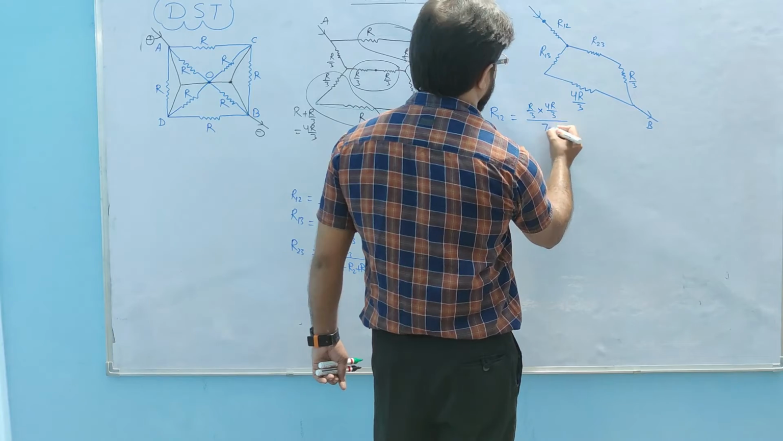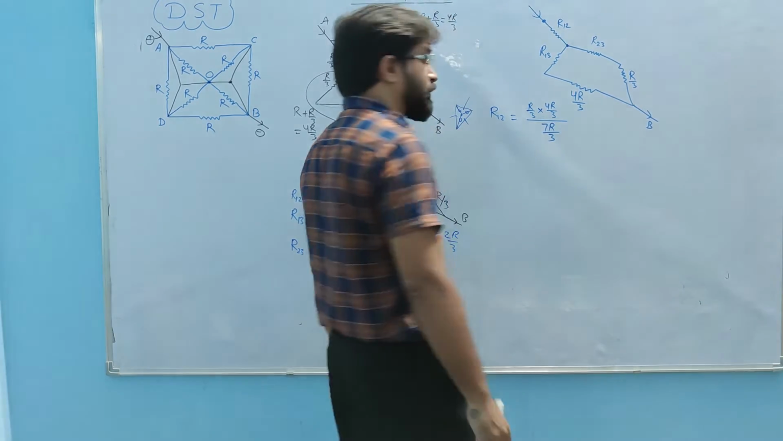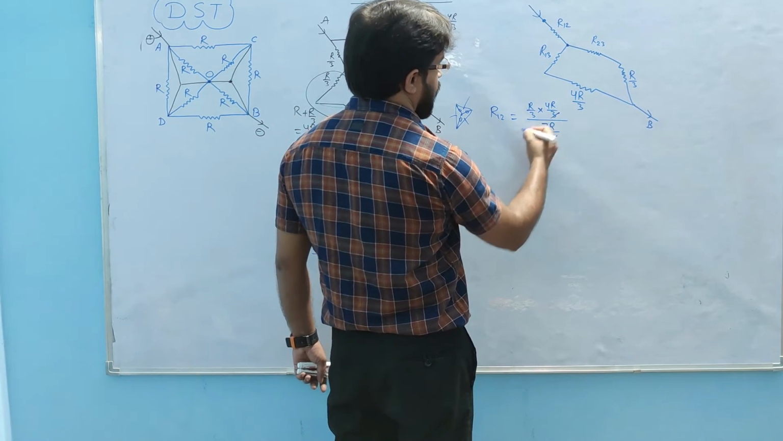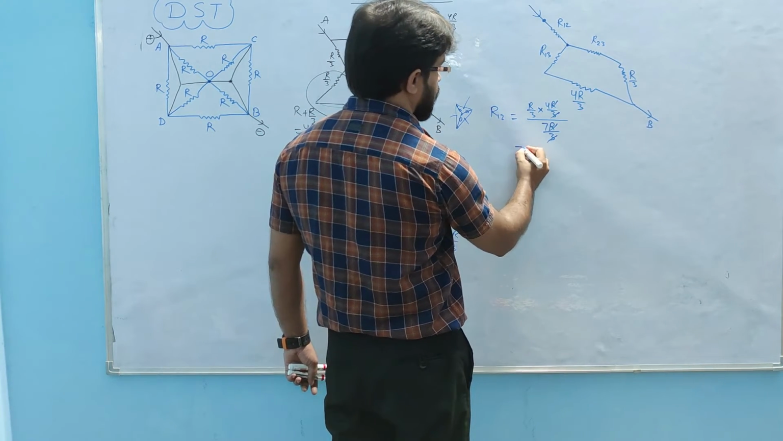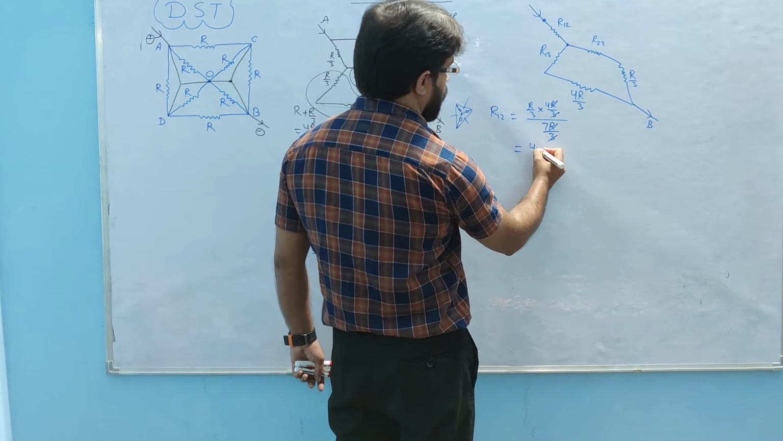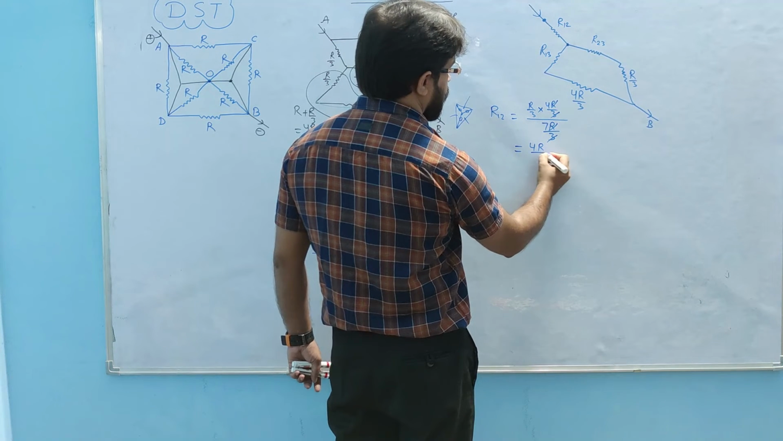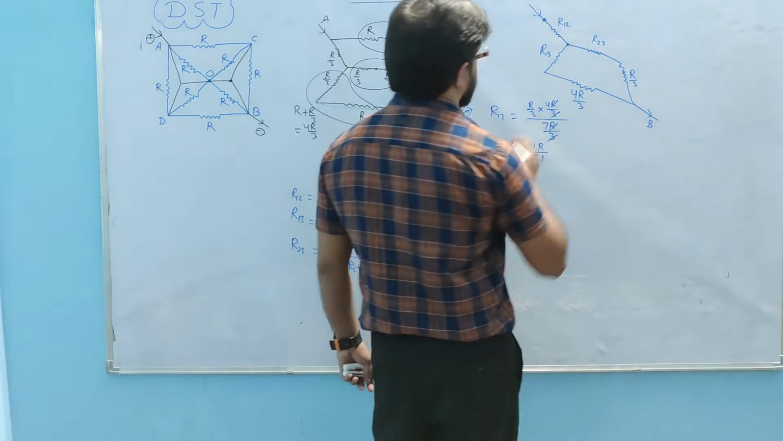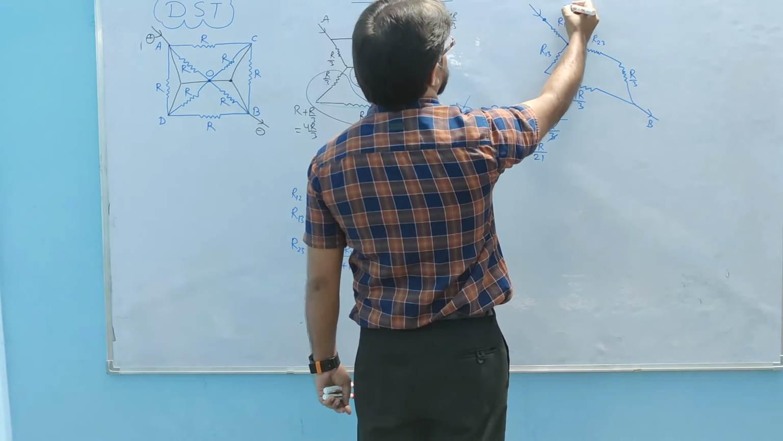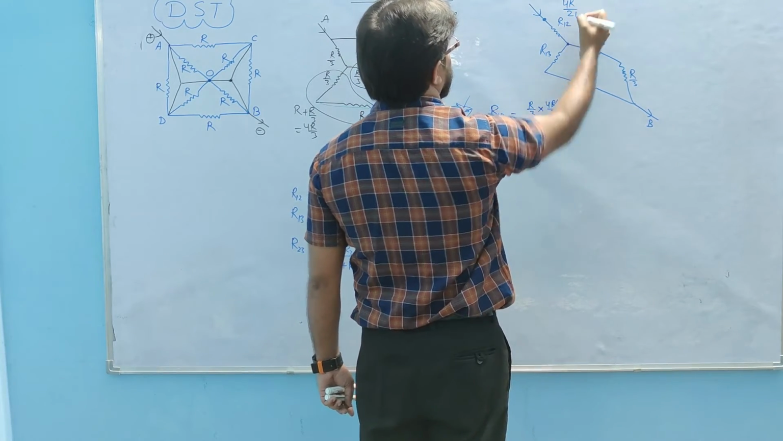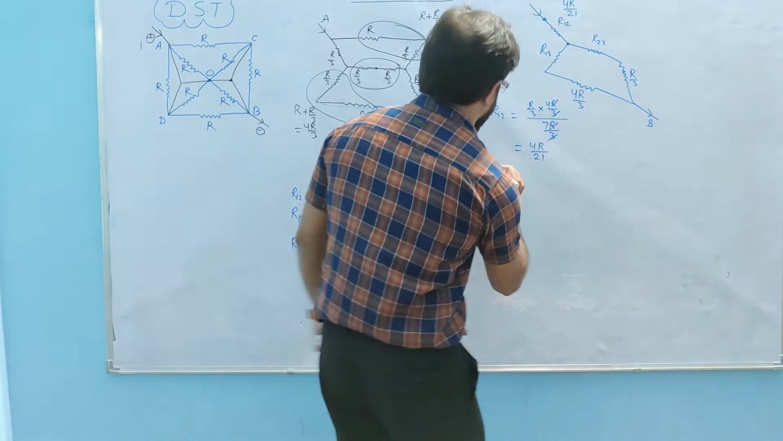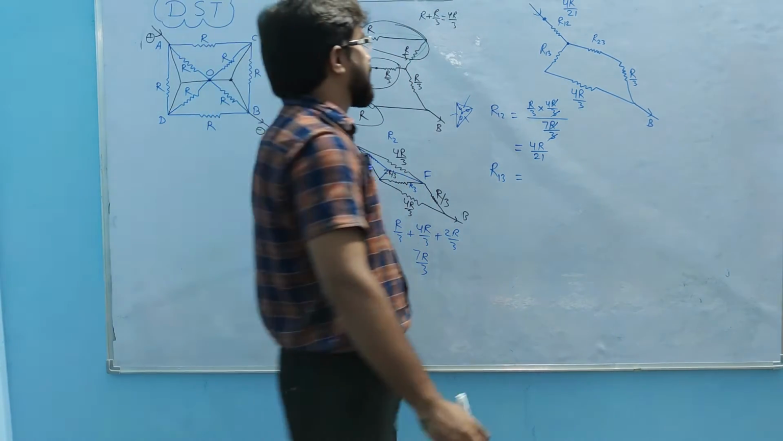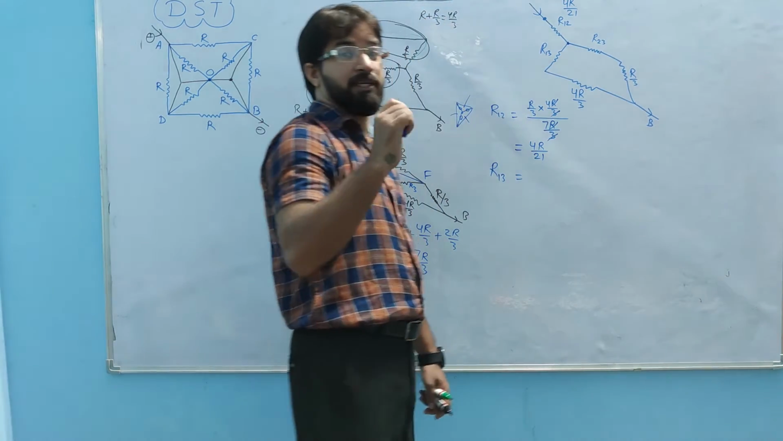Keep checking the calculation, maybe I'm doing a wrong calculation. 3 gets cancelled, R gets cancelled, it is 4R by 21. Very complicated values are coming. But what to do? It is delta star transformation, it takes time. Keep practicing.